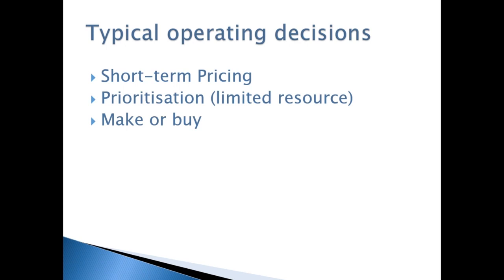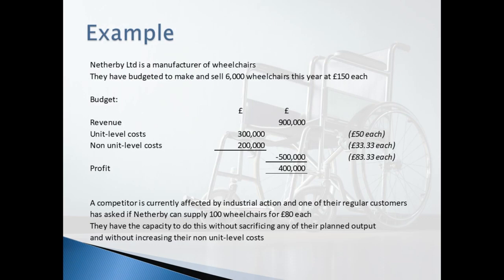So operating decisions using these techniques, typically things like this on here. We'll just look at one of them. We'll look at an example of short-term pricing. So here's a business selling wheelchairs. Here's their current plan to make a profit of £400,000.